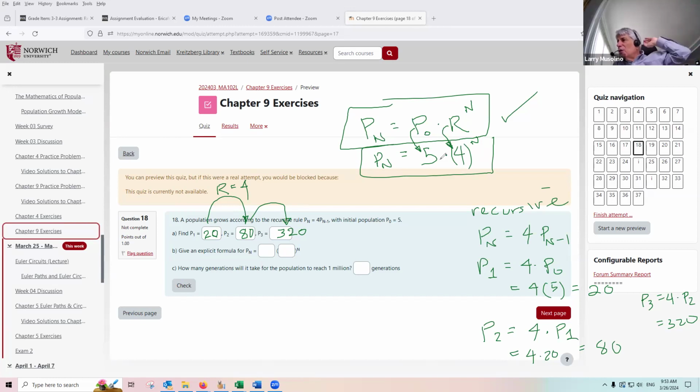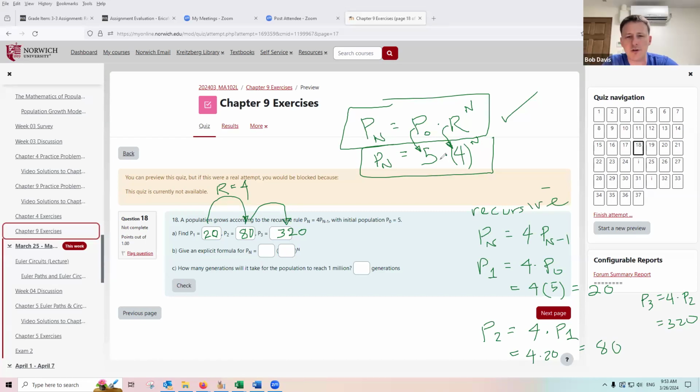So let's say they asked you to find P sub 50 on this one. If you were going to use the recursive formula for P sub 50, you would first have to know P sub 49. But before you can know P49, you would have to know P48. But in order to find P48, you would need to know P47.